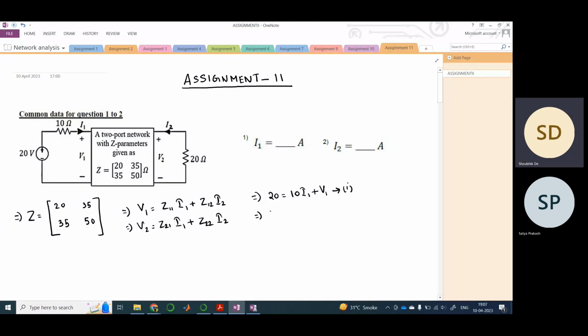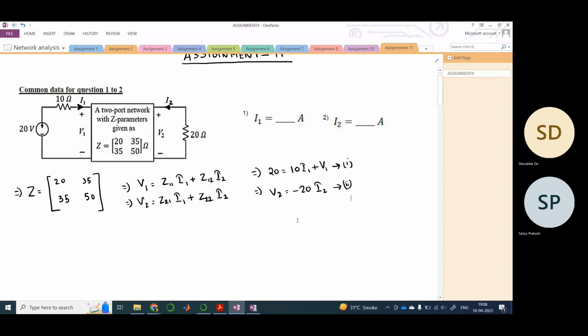And what would be the second equation? It is at this mesh here. It's nothing but V2 equals minus 20 I2. Why minus? Because you see the current is flowing in the direction opposite to the potential of V2. Normally it would flow from positive to negative, but it's flowing from negative to positive, the opposite direction. That is why this minus is there, nothing else.